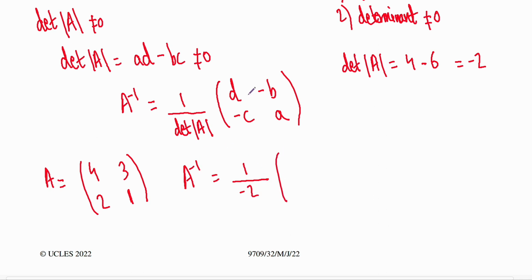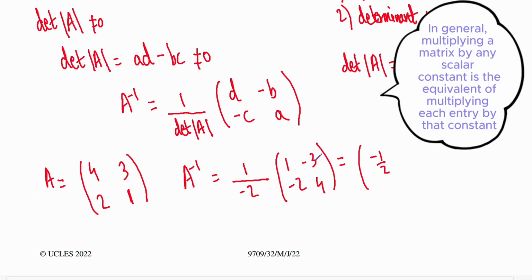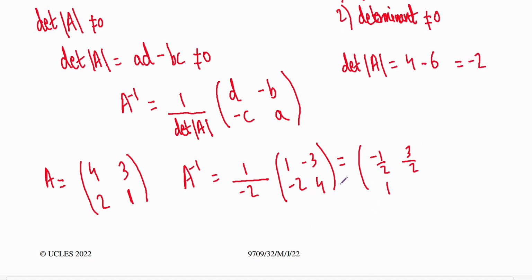And then we have to switch the orders around. So we swap 1 and 4 around. So we'd have 1 here and 4 here. And then we change the sign on 3 and 2, so it becomes negative 3 and negative 2. Let's simplify this. I'm going to bring the negative 1/2 inside. You just multiply everything by the constant over here, so you have negative 1/2 times all the entries individually. Negative 3 times negative 1/2 is just 3/2. Then negative 1/2 times negative 2 is just positive 1. Then negative 1/2 times 4 is just negative 2. Okay, so that's A inverse.